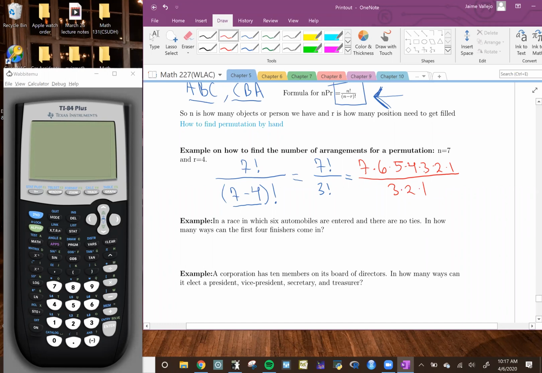So n represents how many different options or how many different people you have to select from. r represents how many of those options you are going to select. So n equal to 7 means there are 7 total options to select, and r represents how many of those 7 we're going to select. It's telling us we have 7 options and we're going to select 4 of those options.